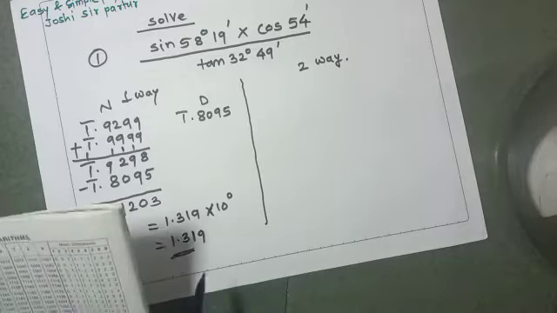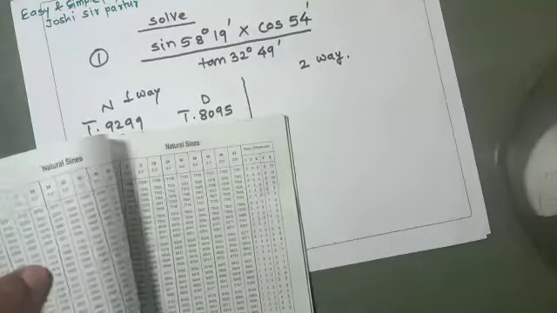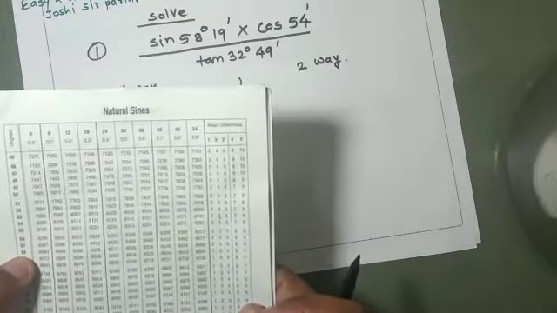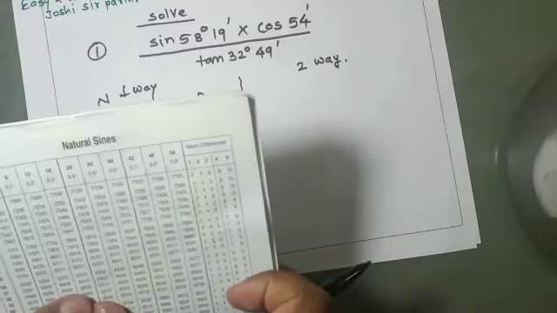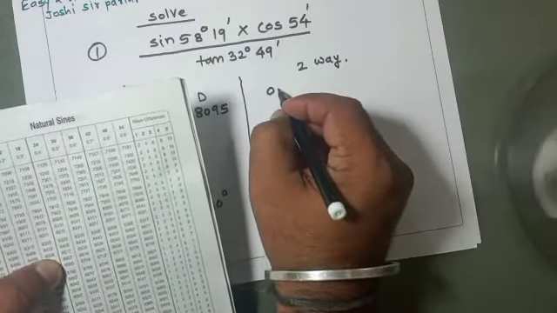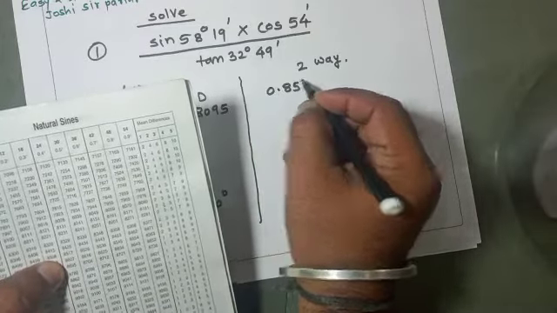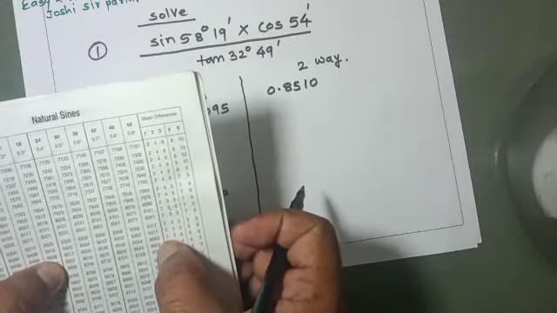But in another way, we consider sine 58 degrees 19 minutes. First of all we find the natural sine. Natural sine of 58 degrees, 19 minutes, meaning 18 minutes and 1 minute. Its value will be 0.8510, because 2 is the mean difference, 2 added, that is 10.